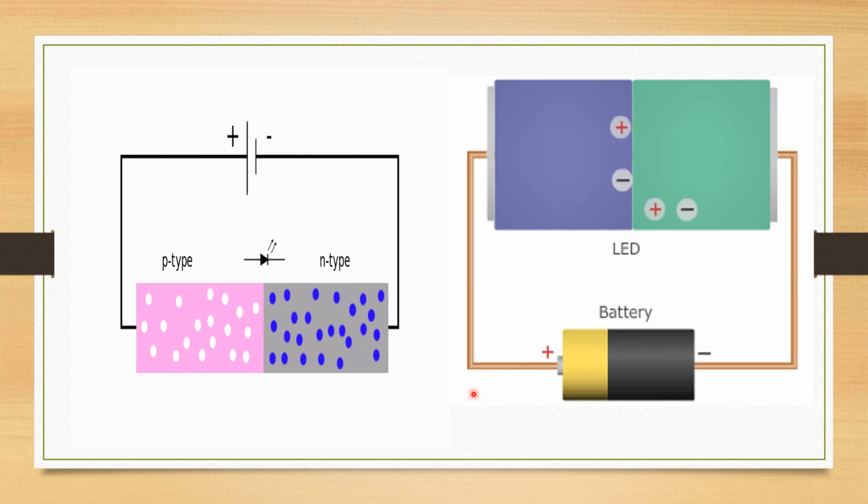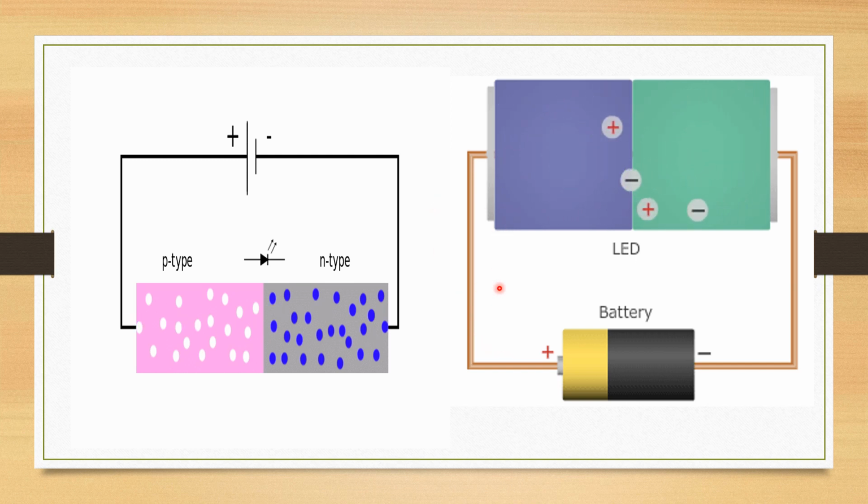Now you could understand better by this GIF. Okay, so you can see that this blue color is the P-type semiconductor and this green color is N-type semiconductor. N-type is being connected to the negative of the battery. P-type is connected to the positive of the battery. So it is called forward biasing.